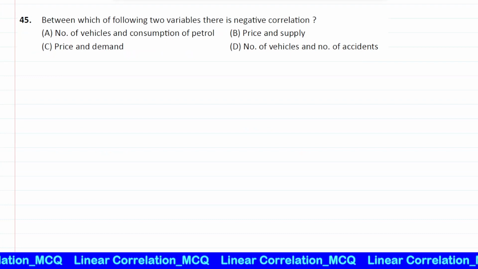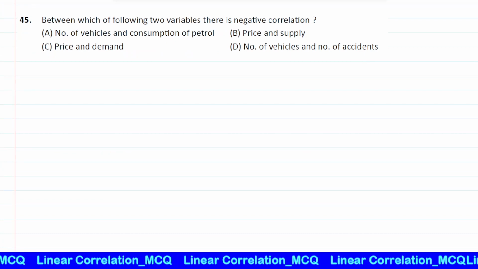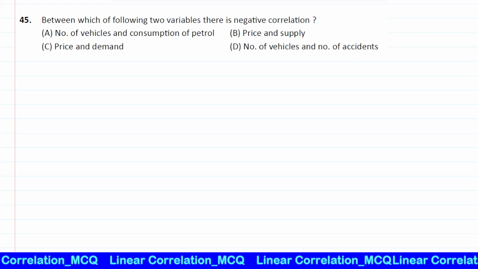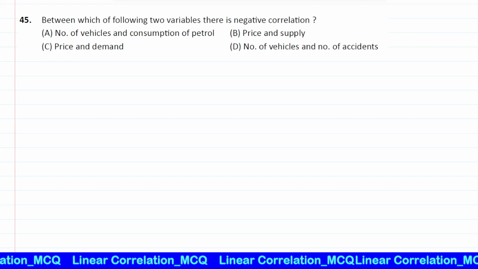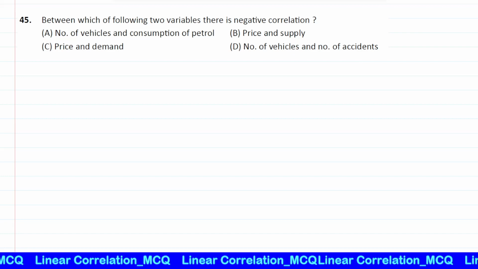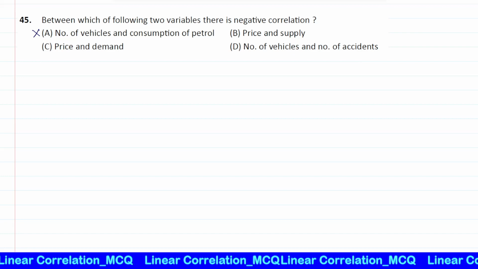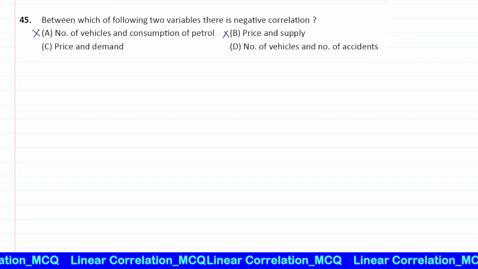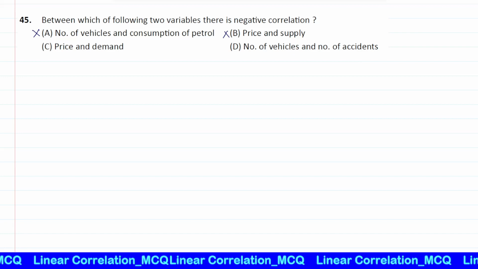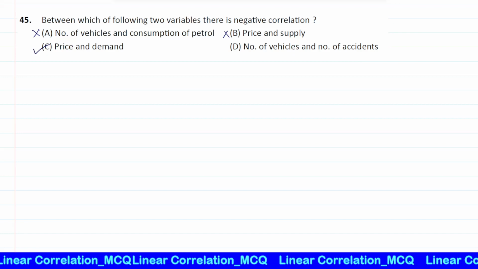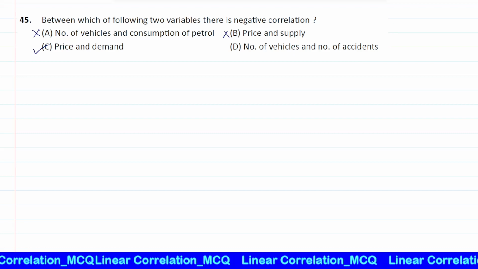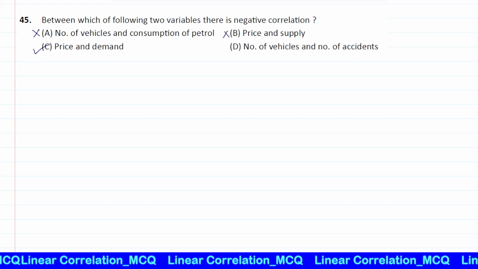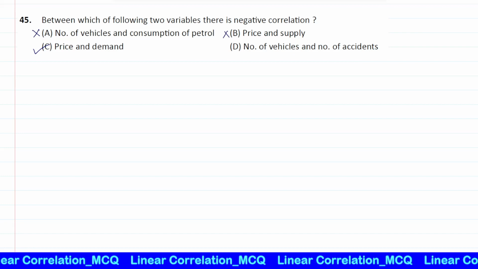Question number 45. Between which of the following two variables is there negative correlation? Okay, number of vehicles and consumption of petrol. Number of vehicles increases, consumption of petrol also increases. There is positive correlation between the two variables. Price and supply, it is also positive correlation. Price and demand change in opposite directions. Price increases, demand decreases, or demand decreases, price increases. There is negative correlation between price and demand.